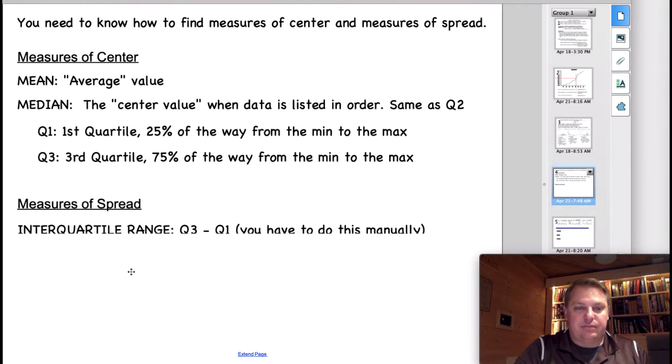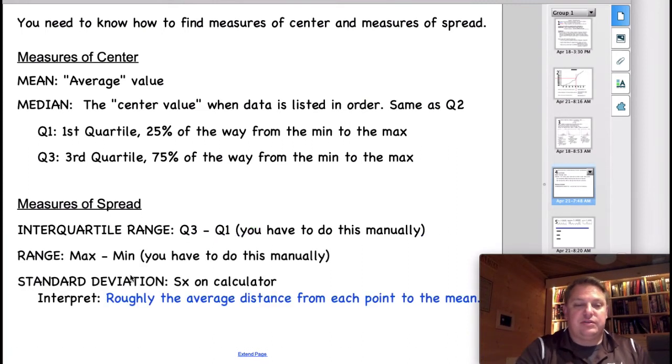Our measures of spread are interquartile range. And this one you have to do manually. You can do one-var stats to get the quartiles, but you have to manually subtract them to get the actual value for the interquartile range. Range, which is max minus min, that's another one that you have to do manually. Just do the one-var stats and take the max minus the min. And then standard deviation is Sx on your calculator. I talked about that when I pulled that up a minute ago. If you were asked to interpret it or explain it, we would say it's roughly the average distance from each point to the mean.